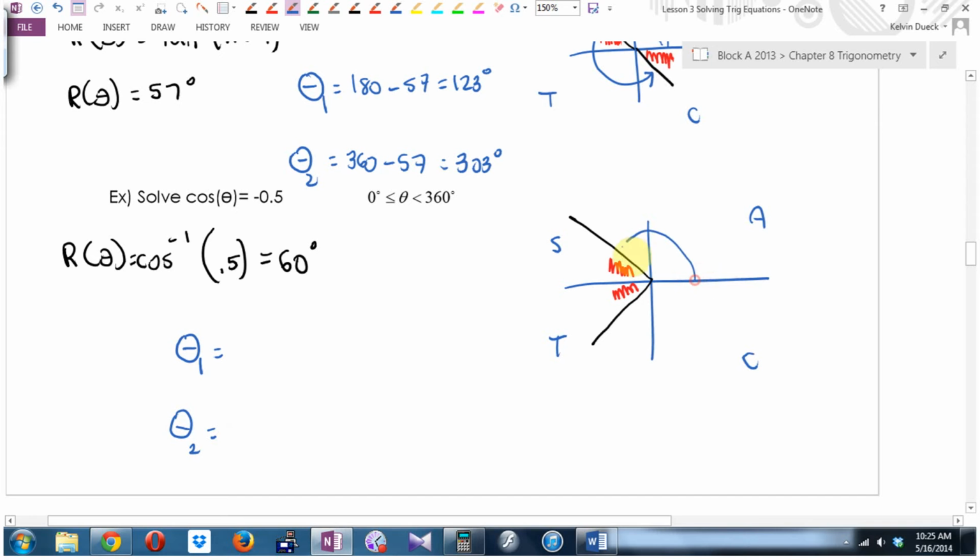Theta 1 is that guy. How can I figure out how big that guy is? Christina, you're right. 120. Theta 2 is that guy. How can I figure out how big that guy is? 180 plus 60.